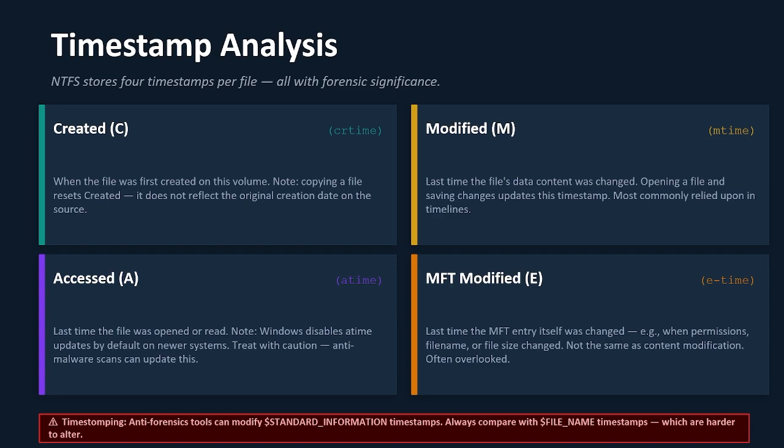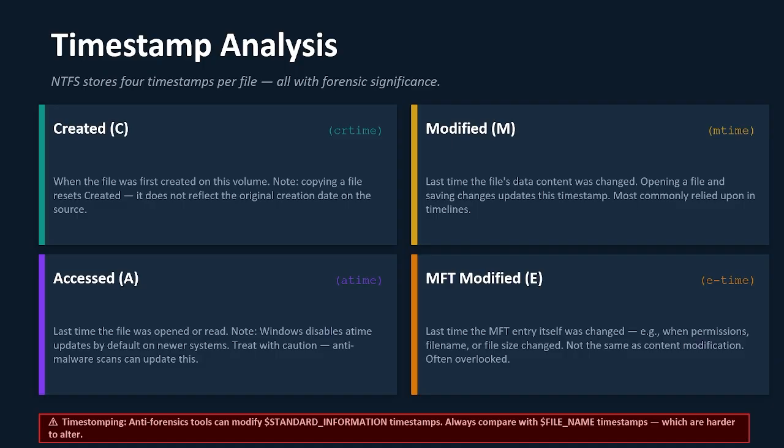Created is when the file was first created on that particular volume. Copying a file resets the created time because it doesn't reflect the original creation date on the source. Modified is when the file's data content was last changed. Opening a file and saving it updates those particular timestamps.